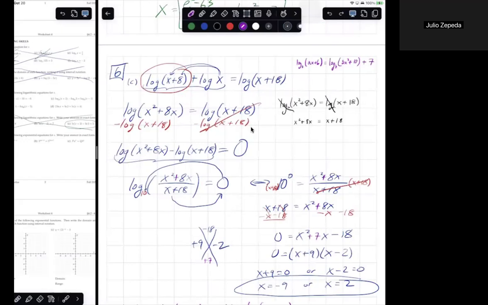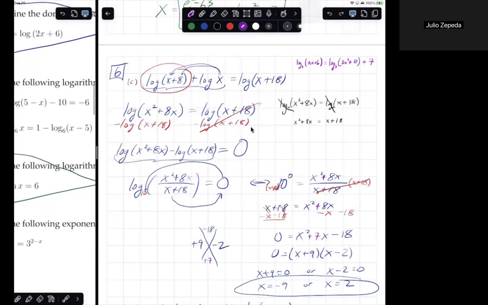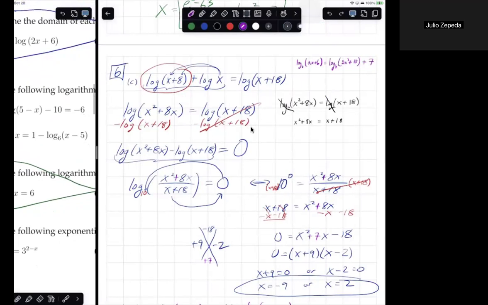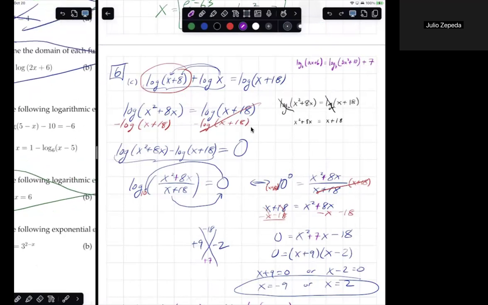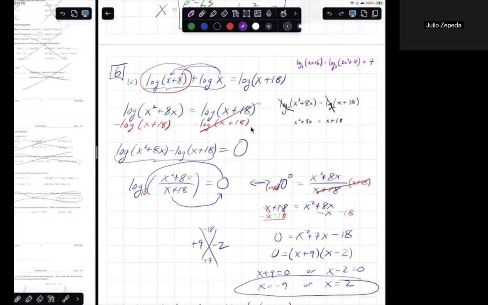Okay, so an example of that where it comes up on the worksheet and students often make a mistake is in example 6b. Notice there's a log base 6 of x equals 1 minus log base 6 of x minus 5. You can't just cancel out those logs. In this case, you'd have to add the log base 6 of x minus 5 over to the other side, combine those logs, and then rewrite it in exponential form.